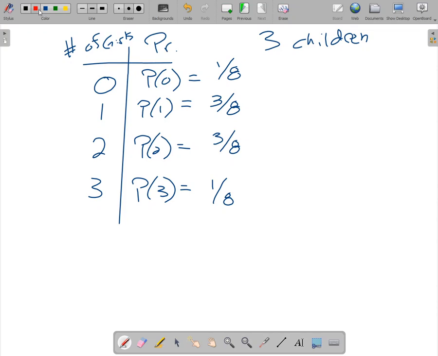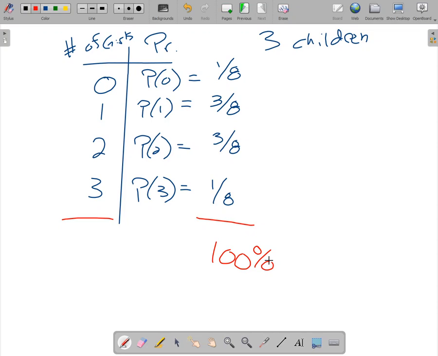So with a family of three, are there any other possibilities for girls? 0, 1, 2, or 3? Aren't those the only possible ways you can have girls in a family of three? You either have no girls, one girl, two girls, or three girls. The other kids are boys, right? So these are all the possible ways of configuring girls. What do these probabilities add up to? 1/8 plus 3/8 plus 3/8 plus 1/8? One whole, or 100%. Whenever you have all possible events organized in a way that doesn't have any overlap, it's always going to add up to 100%.